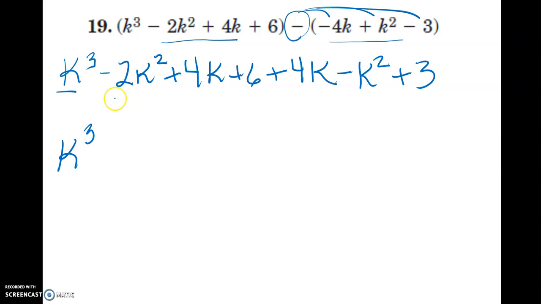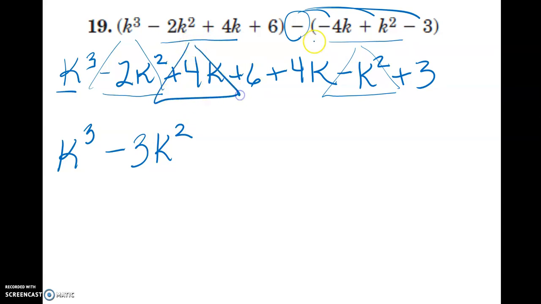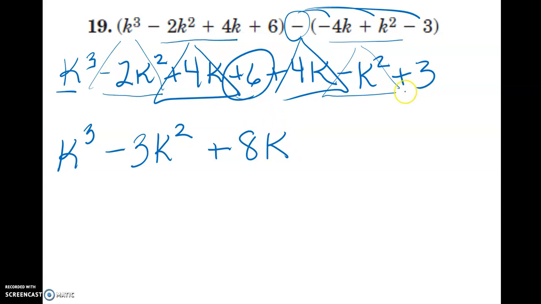combination. I do have a negative 2k squared, and I do have a negative k squared. They are the same sign, so we're going to sum them together. So negative 2 minus 1 is negative 3, so I have negative 3k squared. I have a couple k terms. So I have a positive 4 and another positive 4k, so it gives me plus 8k. And then finally a positive 6 and a positive 3, which gives me a positive 9.